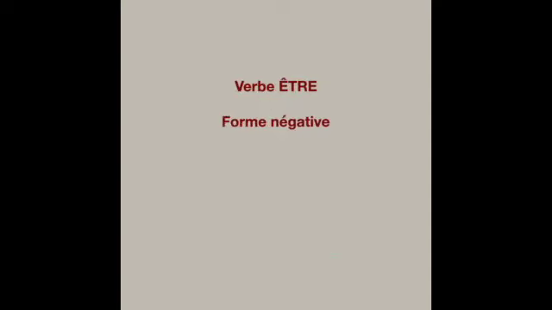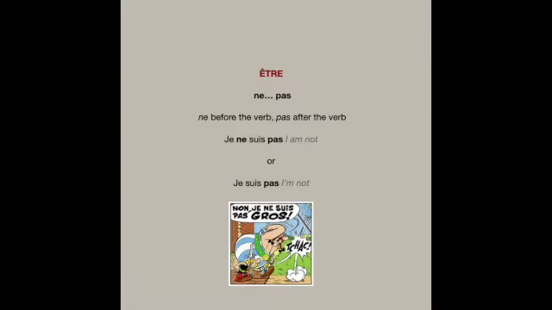Continue with the verb to be, using the negative forms, la forme négative. So, to create the negative form, we use ne, pas. We put ne before the verb and pas after the verb. For example, je ne suis pas. But we also have, in common French, a second version. We can just avoid saying ne. Je suis pas. So, je ne suis pas or je suis pas. So maybe you know Obelix. He says, non, je ne suis pas gros.